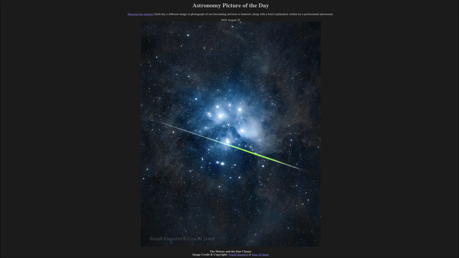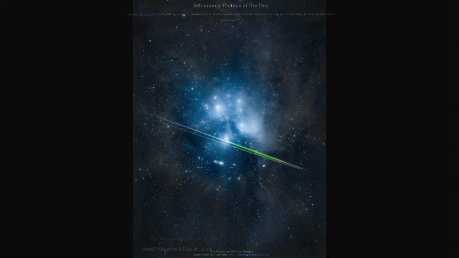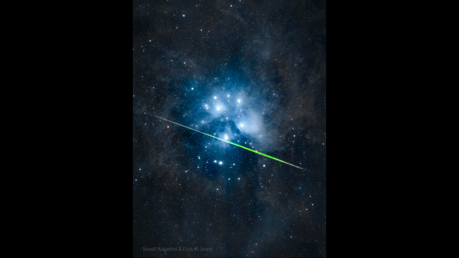Today's picture for August 25th of 2025 is titled The Meteor and the Star Cluster. So what do we see here? Well, here we see in the background a deep image of the Pleiades star cluster.